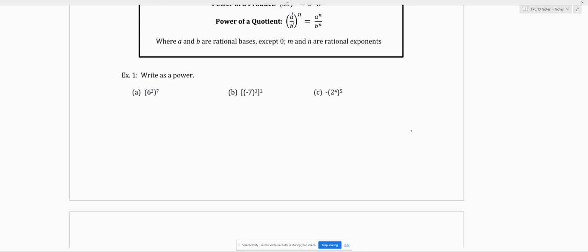Either way, and we see, okay, 6 to the 2 to the 7. We don't have to write this the hard way. It only wants it as a single power. I don't have to evaluate here. So we just need to multiply these numbers. So I'm going to get 6 to the 2 times 7, which is 14. That's it. We're done.